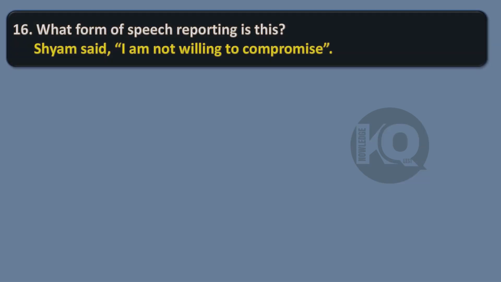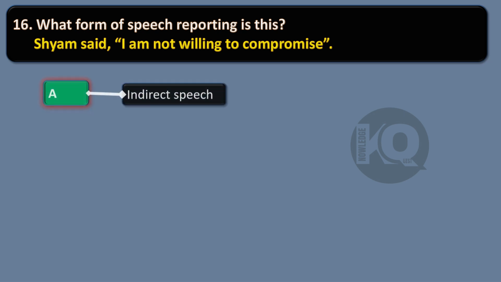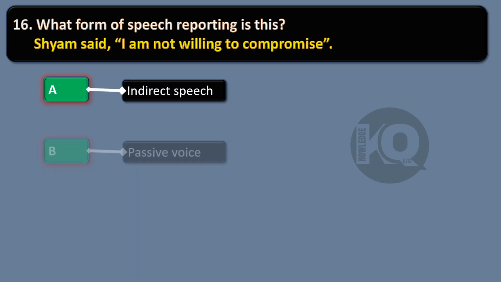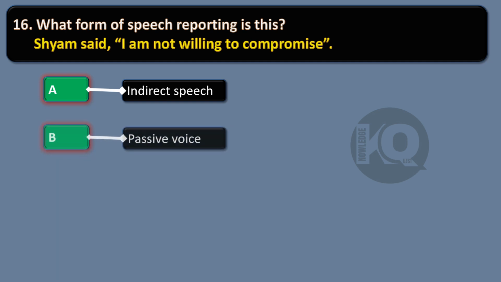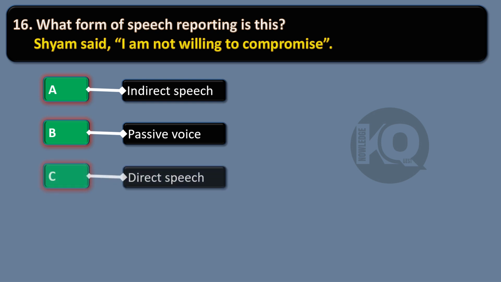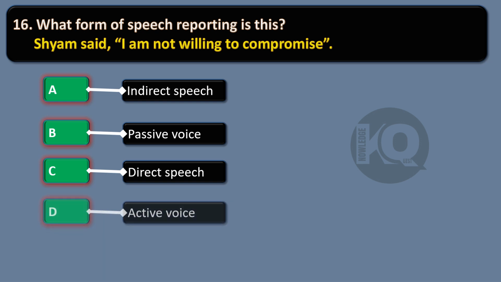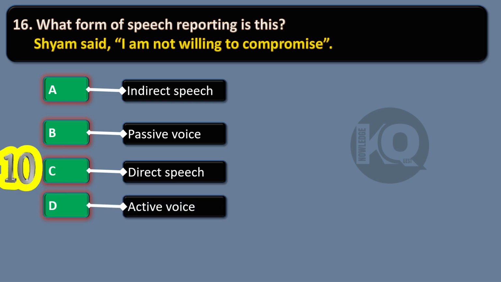Number 16. What form of speech reporting is this? Shyam said, I am not willing to compromise. A. Indirect speech. B. Passive voice. C. Direct speech. D. Active voice. So the answer is direct speech, C.